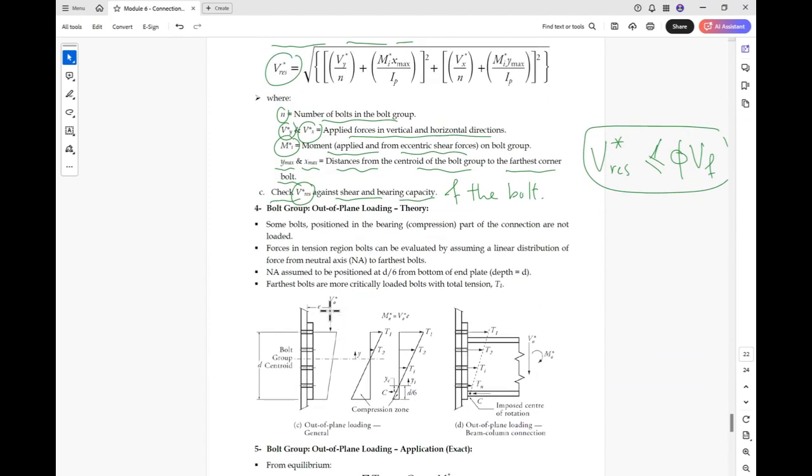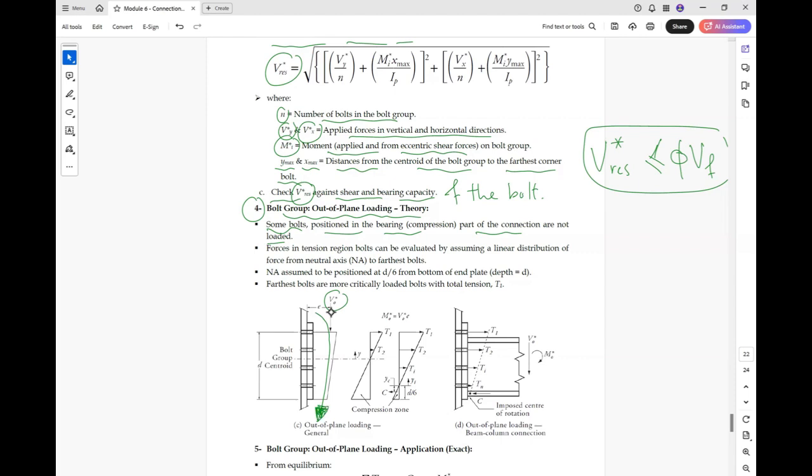For the out-of-plane group, remember? So we have again theory and application. Some bolts positioned in the bearing compression part of the connection are not loaded. So for this type of connection, similar to this one here, we have V star and e. So again, we will have a moment.